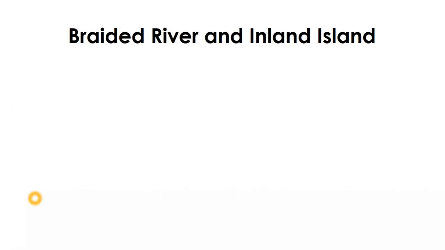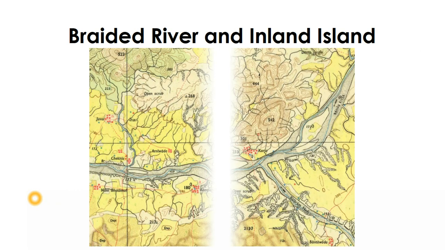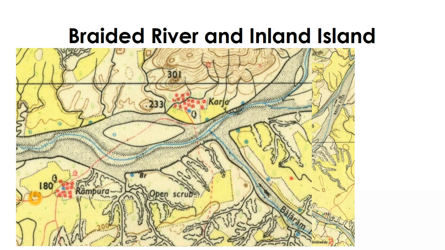Now the next one is not a particular pattern to study, but it is also in the syllabus. It is the braided river and inland island. A braided river or braided stream means a stream that is splitting into more than one channel. If you see this, the main stream is splitting into two, and in the middle it gives rise to the formation of an island. This is called an inland island.